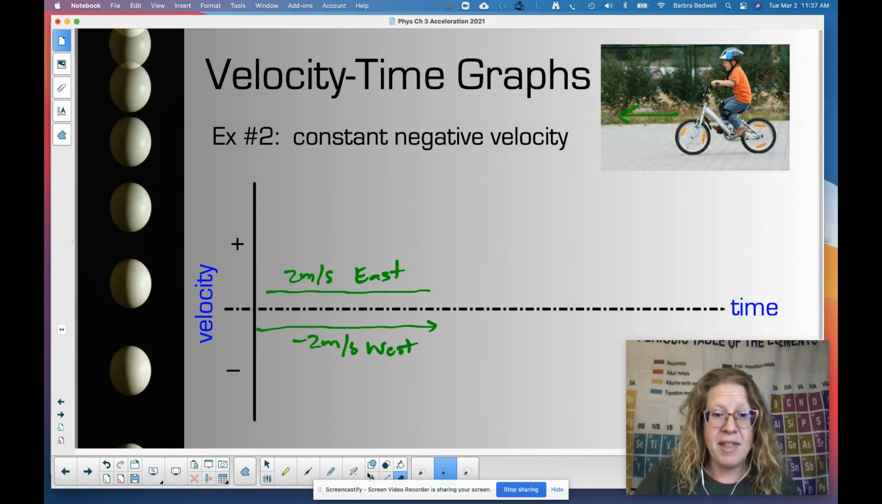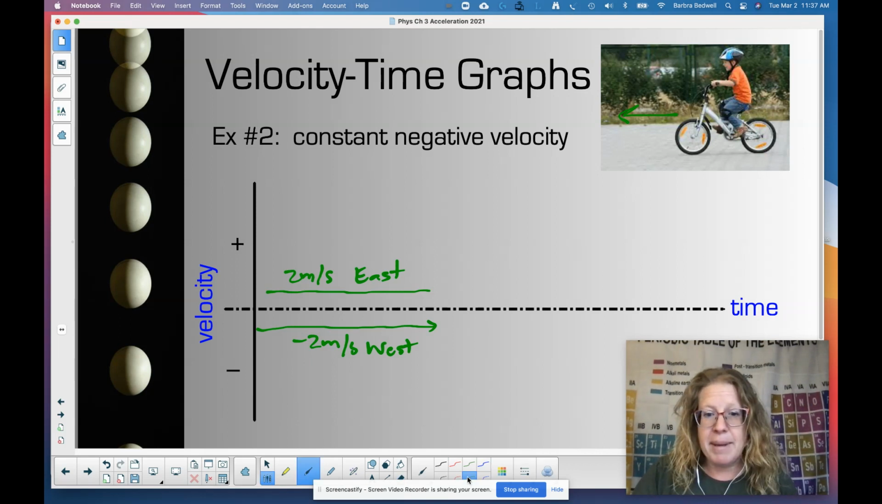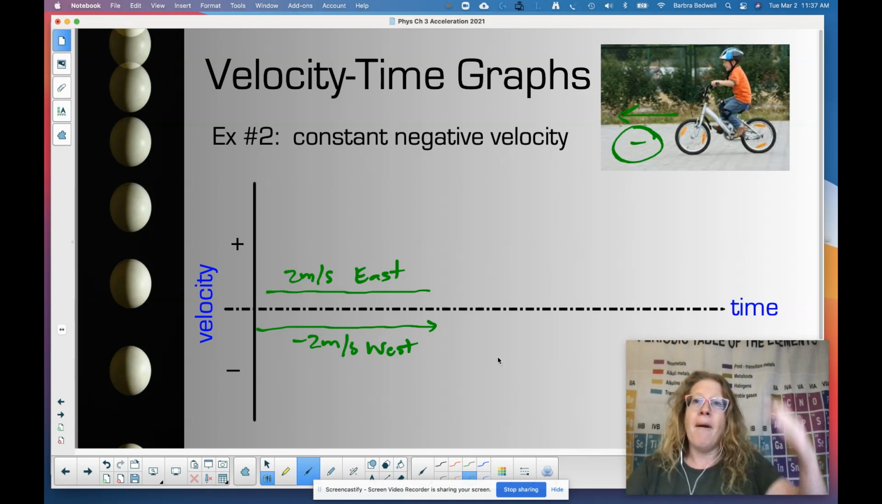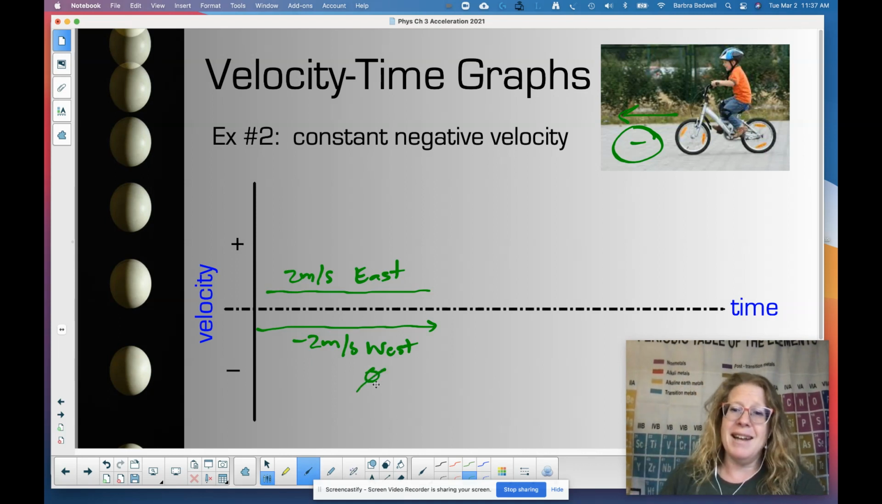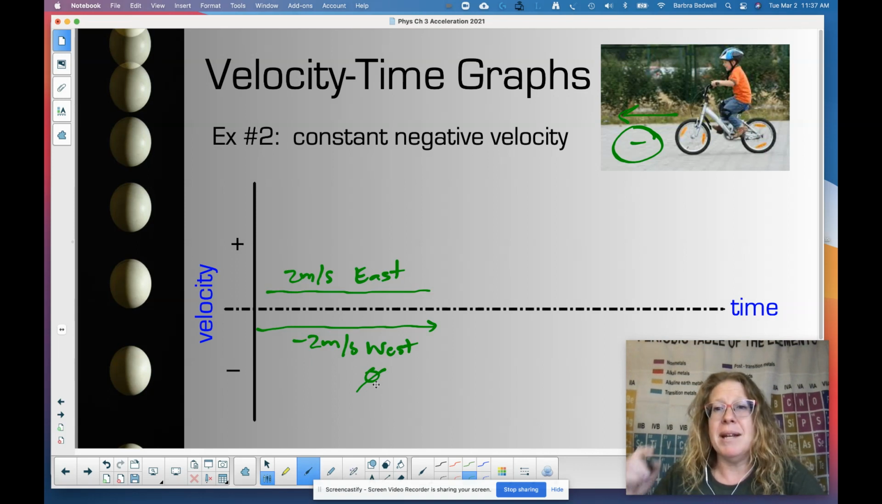So if he's going towards the left on the screen, that means he's going in the negative direction. And so we simply indicate that by showing it below the x-axis, and that's all it is. So constant negative velocity. Again, our slope here is equal to zero. It's zero, but on the negative side. So again, constant velocity, but in the negative direction.